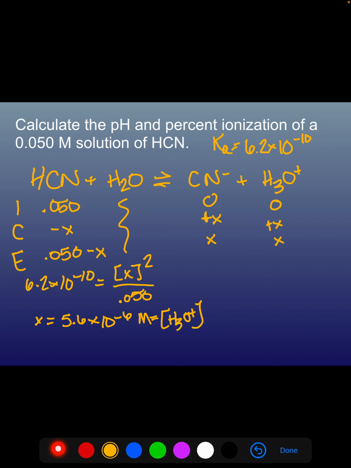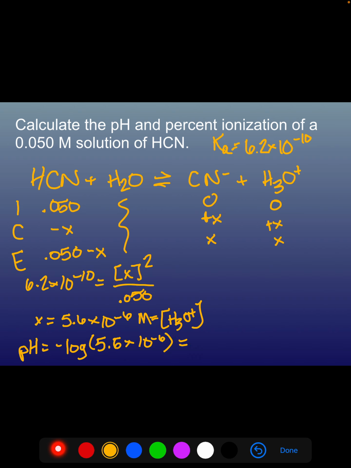So addressing the question, it does want to know the pH of this substance. That's like what we did the other day. So pH is the negative log of H plus. So we can plug in the 5.6 times 10 to the negative 6th.